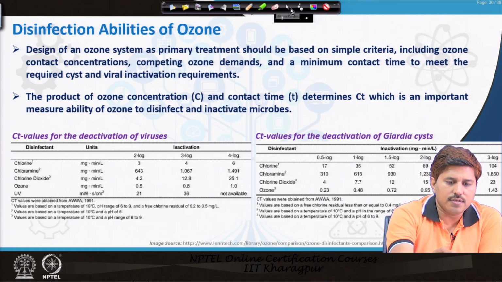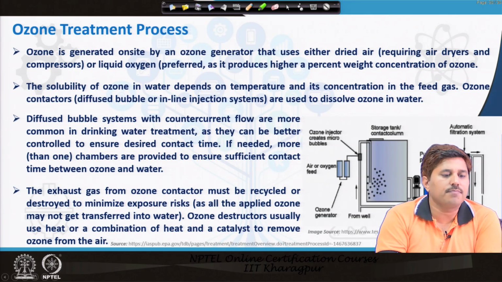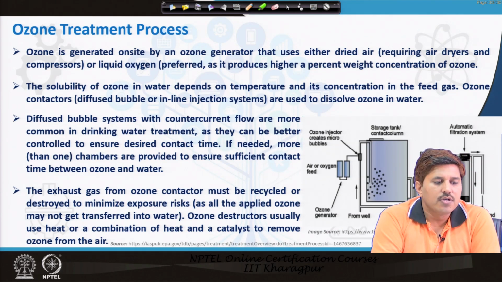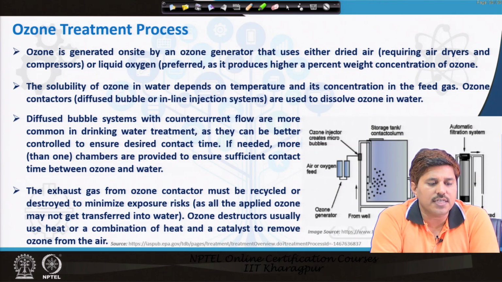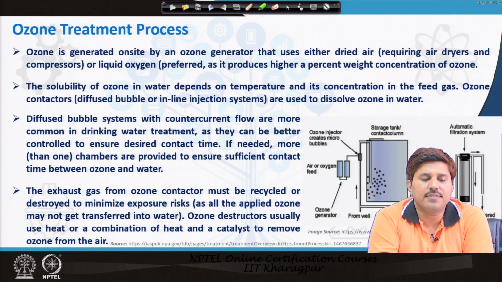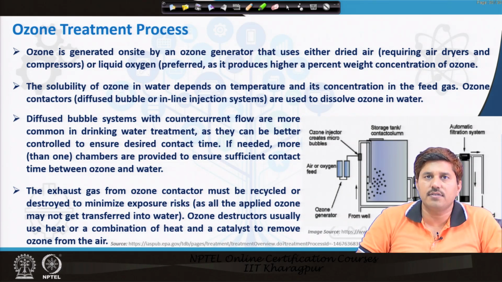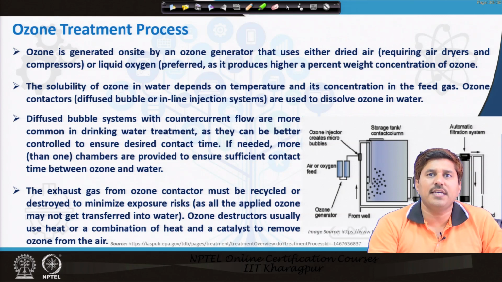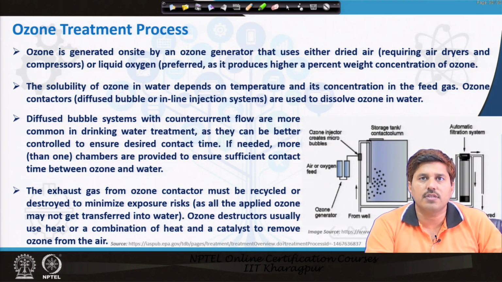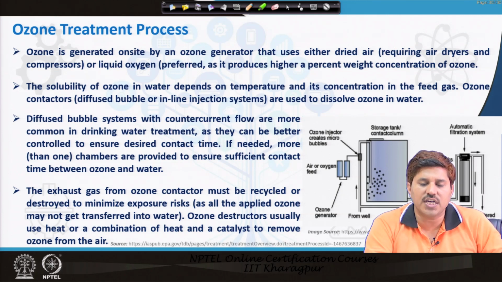The other attributes of the treatment process is how we apply it. As we just discussed, ozone is generated on site by an ozone generator, and this ozone generator uses dry air. For the purpose of producing dry air, we need air dryers, because the air that we get in the atmosphere might have humidity. So we need either an air dryer or a compressor, so that we can use dry air from the atmosphere, or we use a dry air cylinder right away, or we use liquid oxygen.